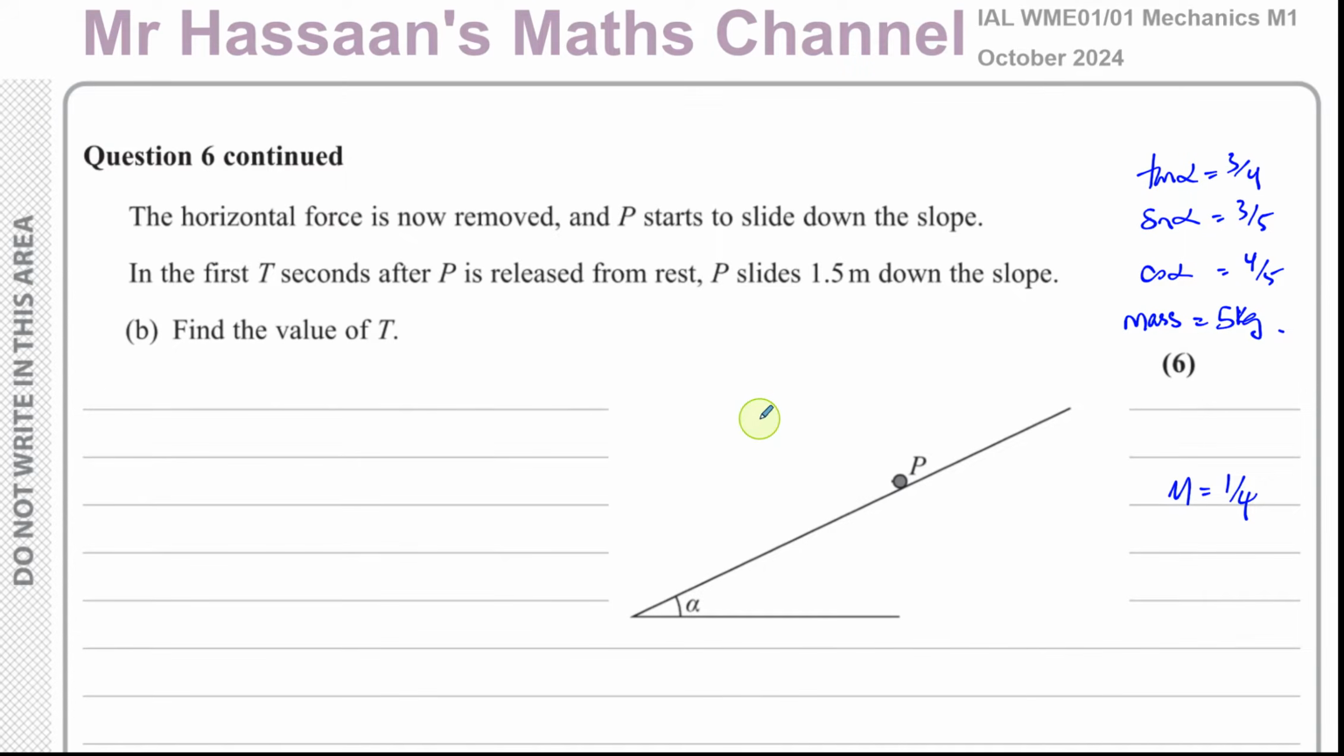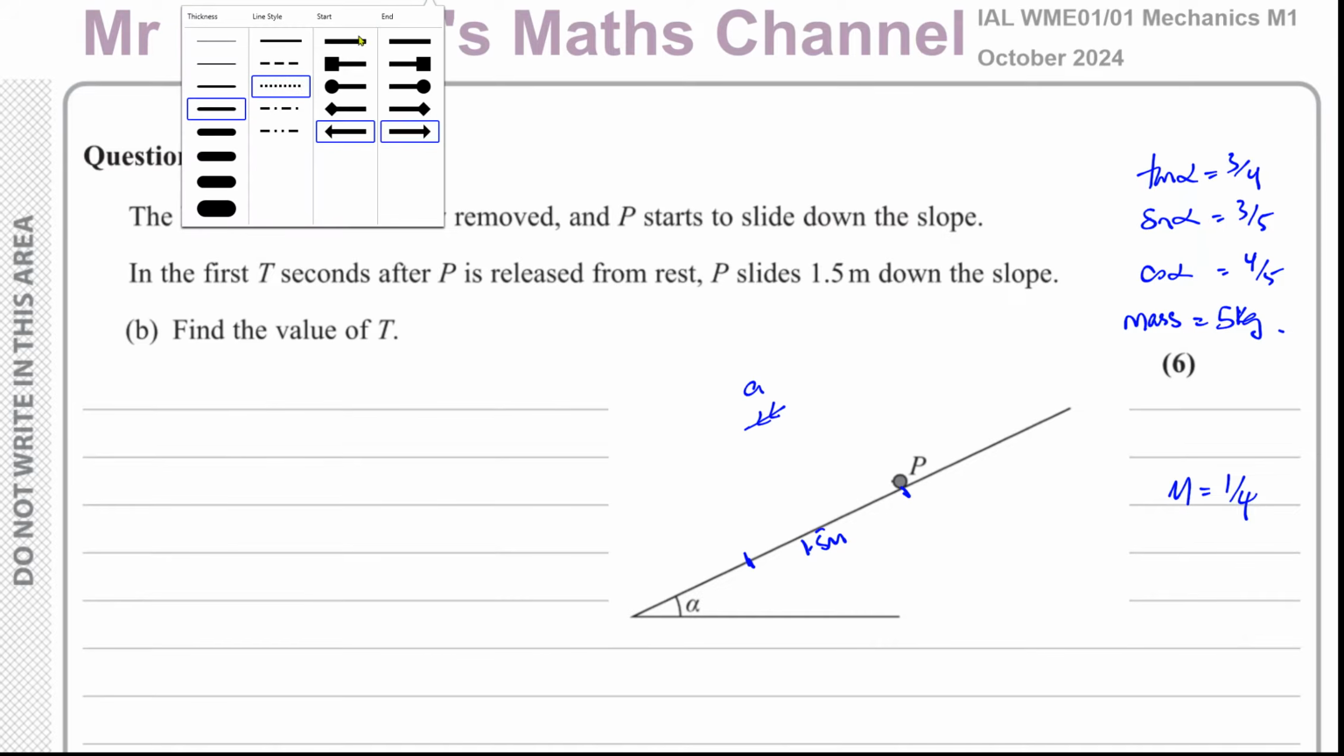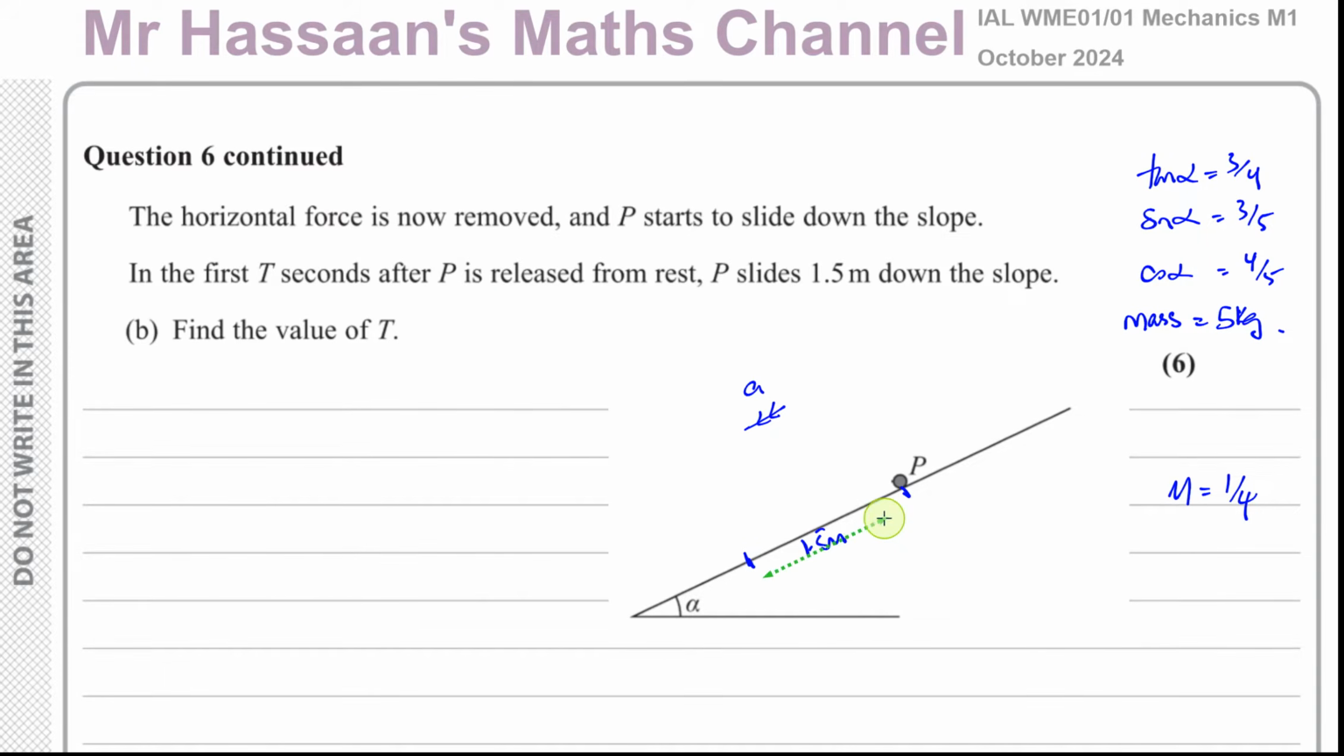So P starts to slide down the slope, so it's going to accelerate this way. In the first t seconds, after P is released from rest, P slides 1.5 meters down the slope. Let's say that's 1.5 meters. It slid down the slope, so that's how far it slid down the slope. Find the value of t.